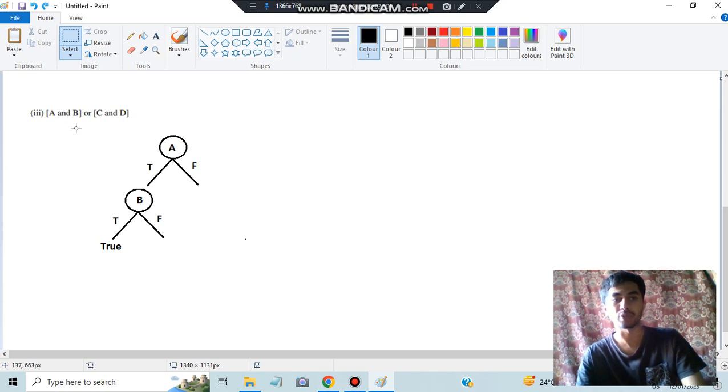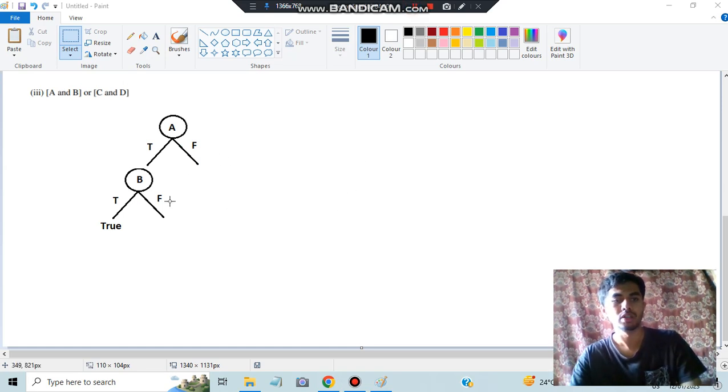What if B is false? If B is false, then this whole statement will become false. Right? Then it will depend again on C and D. If B is false, this whole statement became false. Now still there is a possibility that this can become true, C and D. So that's what we'll be considering.